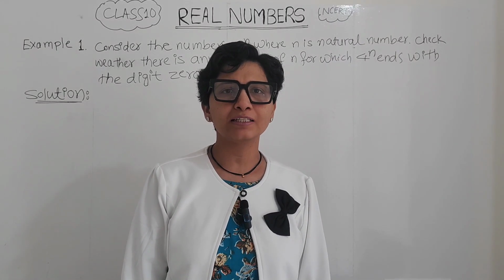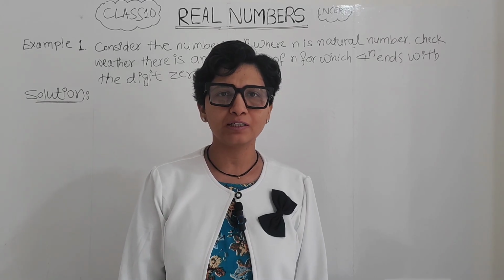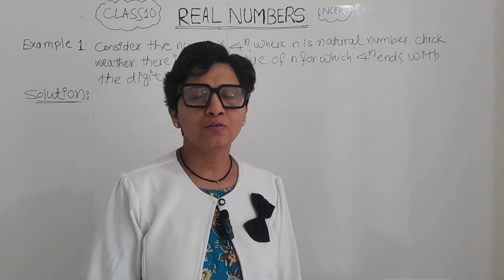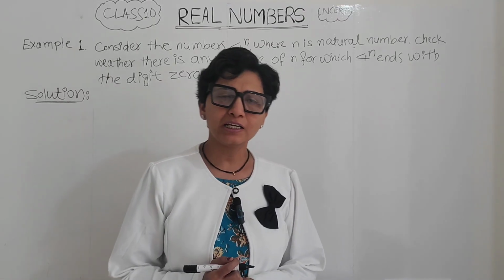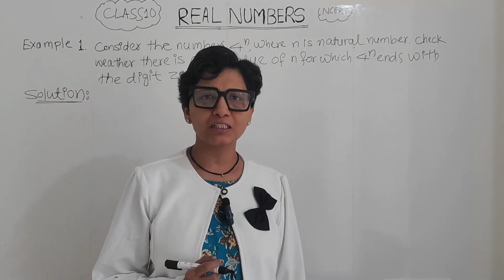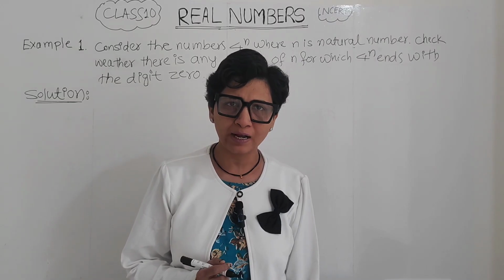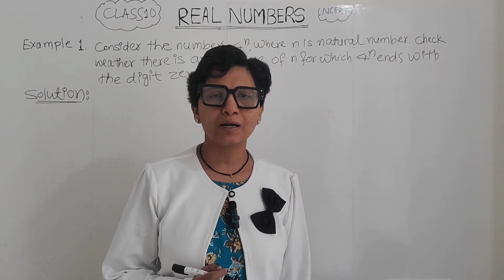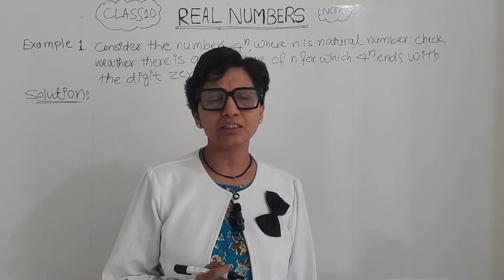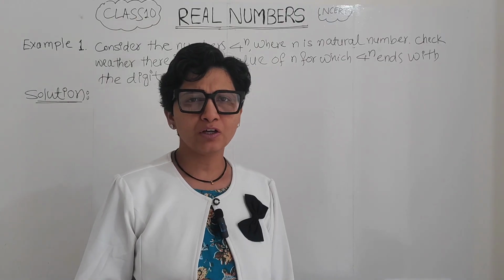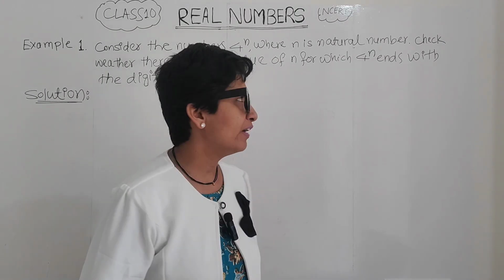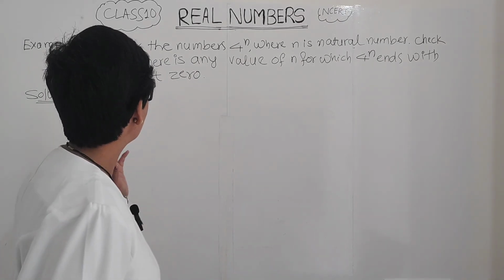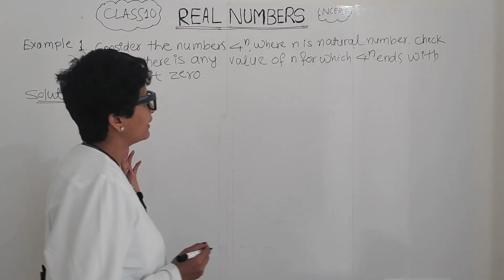Today we will take some problems based on the fundamental theorem of arithmetic. What we have seen in the fundamental theorem of arithmetic is that any composite number can be expressed as a product of primes, right? And this factorization is unique apart from the order in which the prime factors occur. Okay. The very first example based on the fundamental theorem of arithmetic.